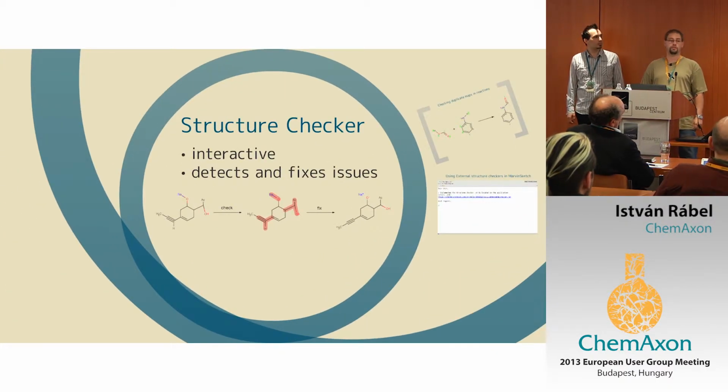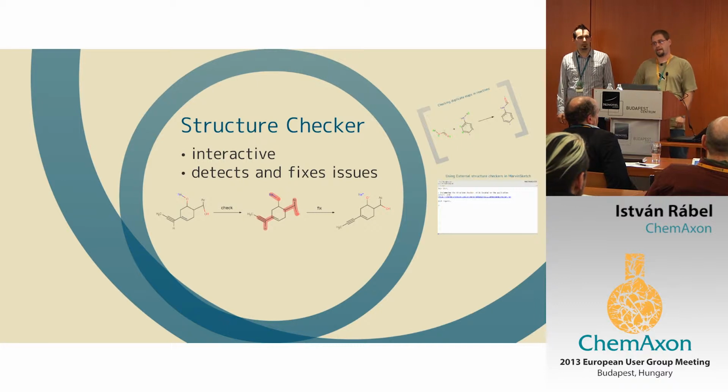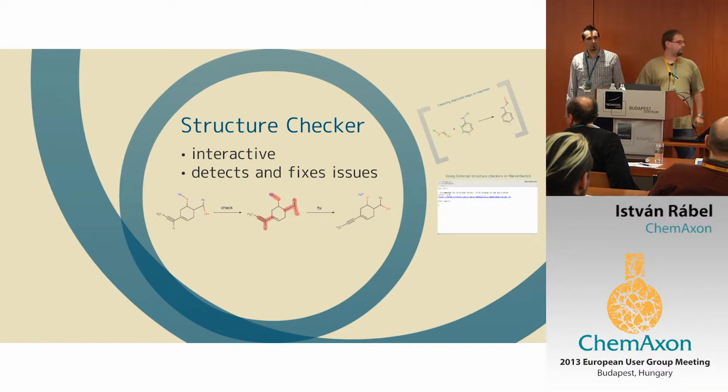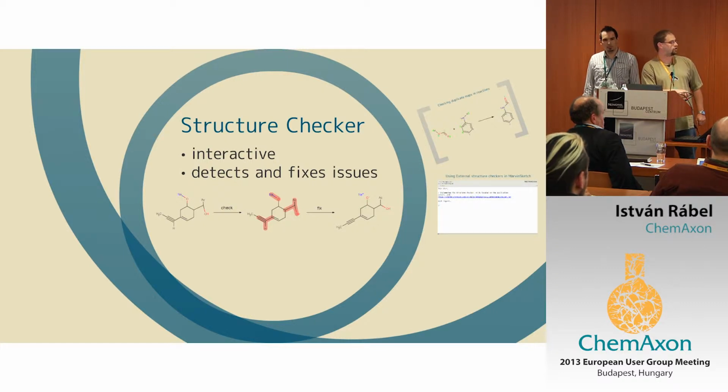Structure checker is another issue. That is an interactive tool that detects and tries to fix issues. It is interactive. Standardizer is not. By issues, I mean some bond length problems, covalent counterions, and so on. Checker can find these issues, highlight them, and the fixer can fix them, so you will have a nice structure.